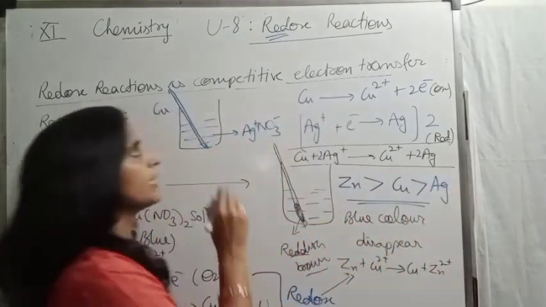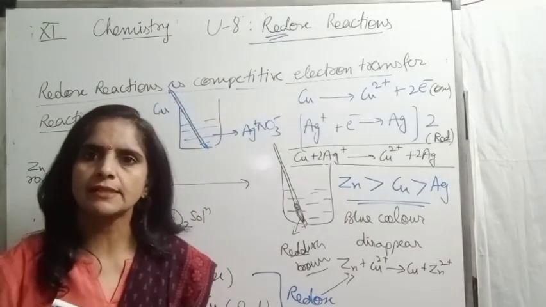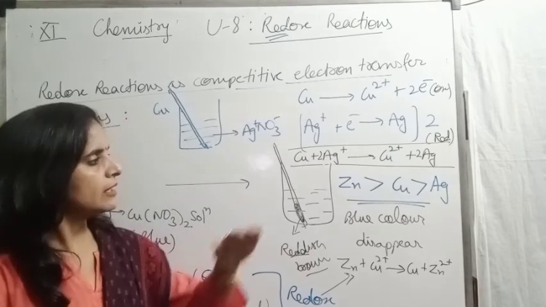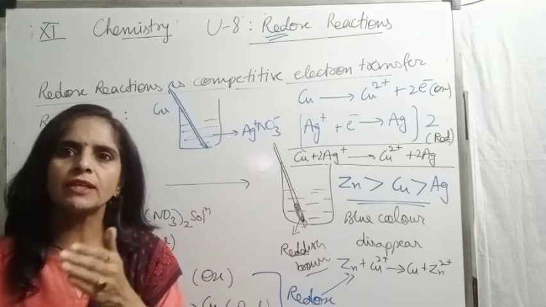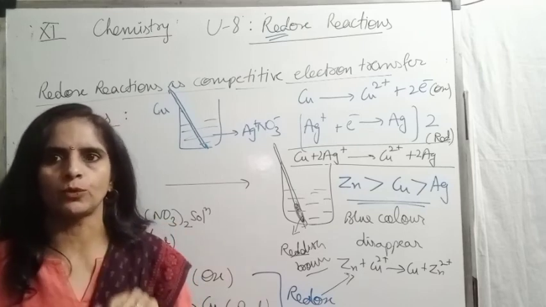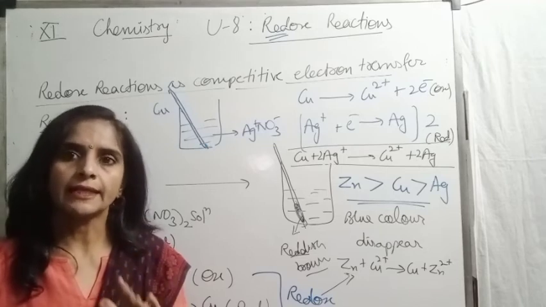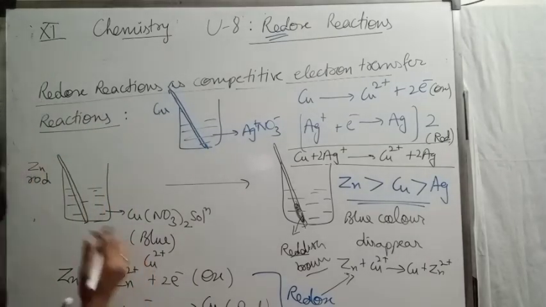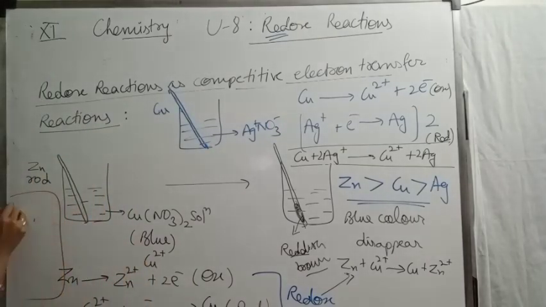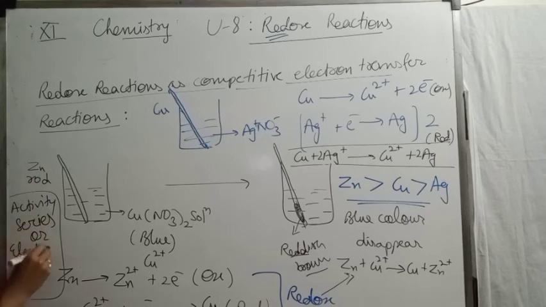So this is the meaning of competitive electron transference in the case of metals. This series, where we arrange the metals in a specific order in which they lose electrons, is termed the activity series or electrochemical series. What do we call this series? Activity series, or we may call it electrochemical series.